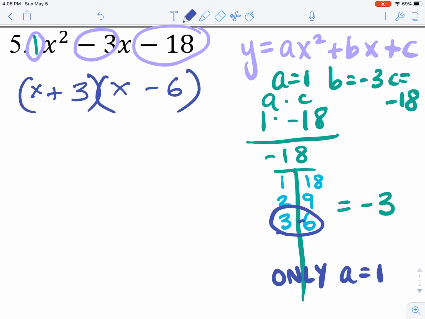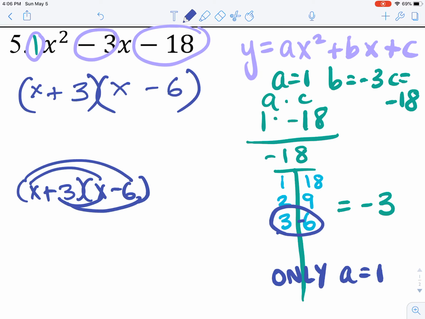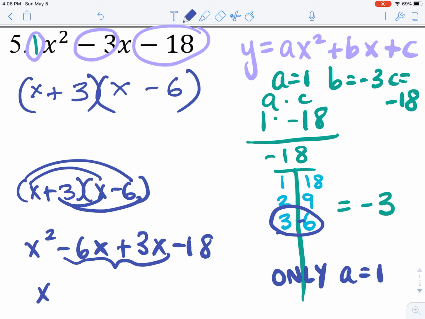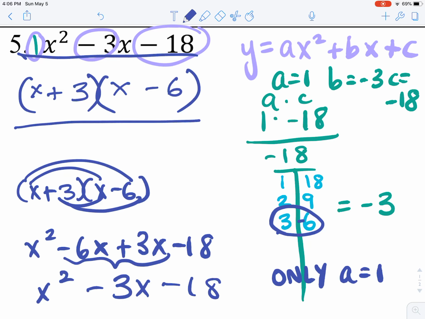and I can prove that to you, because if I took x plus 3 and x minus 6 and I redistributed, I would end up with x squared minus 6x plus 3x minus 18. My middle two terms would combine, making minus 3x minus 18, which is originally what we had as our equation and what we're trying to get back to. So this right here is our solution.